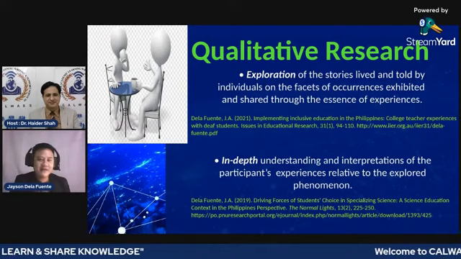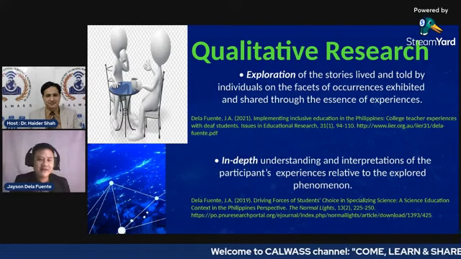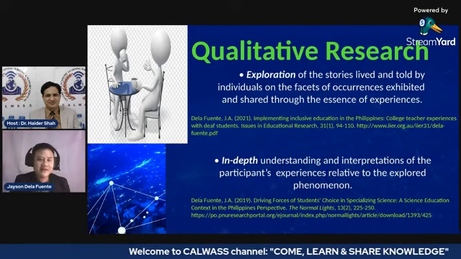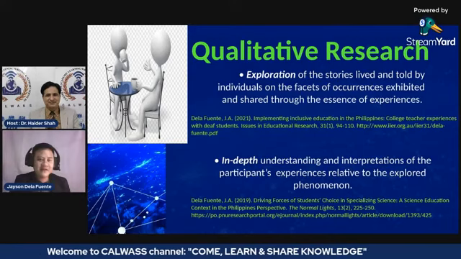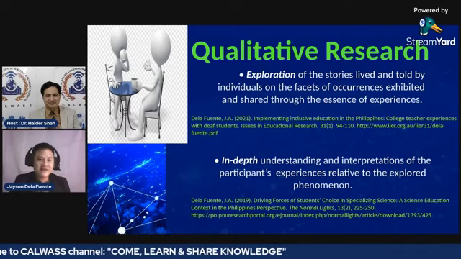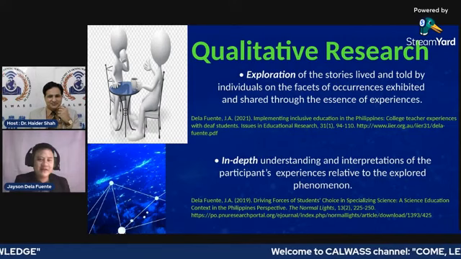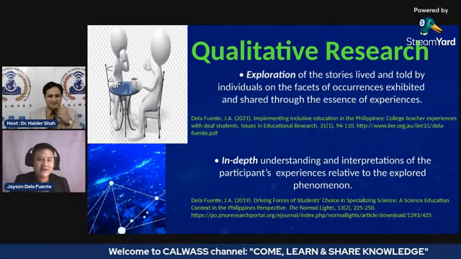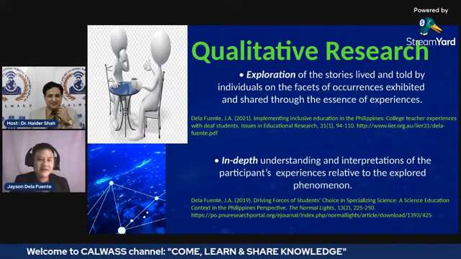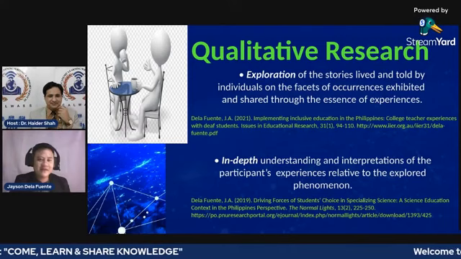Another definition of qualitative research is that it is an in-depth understanding and interpretation of the participants' experiences relative to the explored phenomenon. This was taken from my published article in 2019. Now, we already have a background on what qualitative research is all about, and I know that you have your own definition of what qualitative research is.